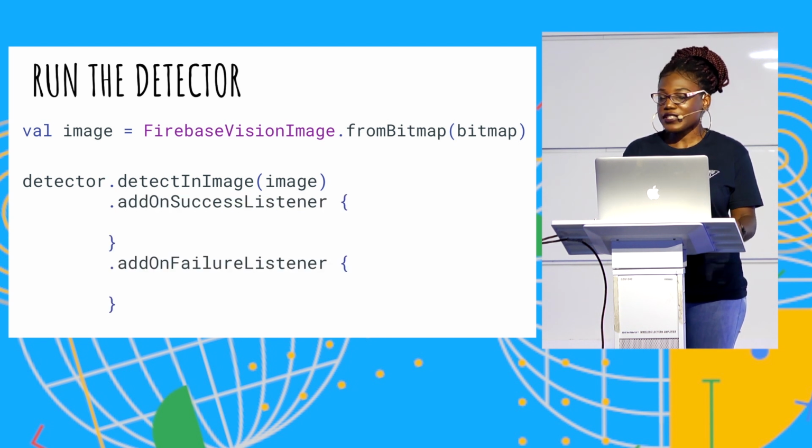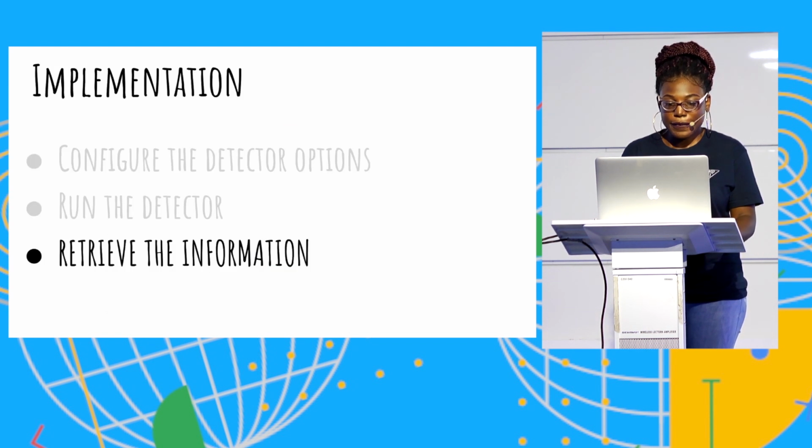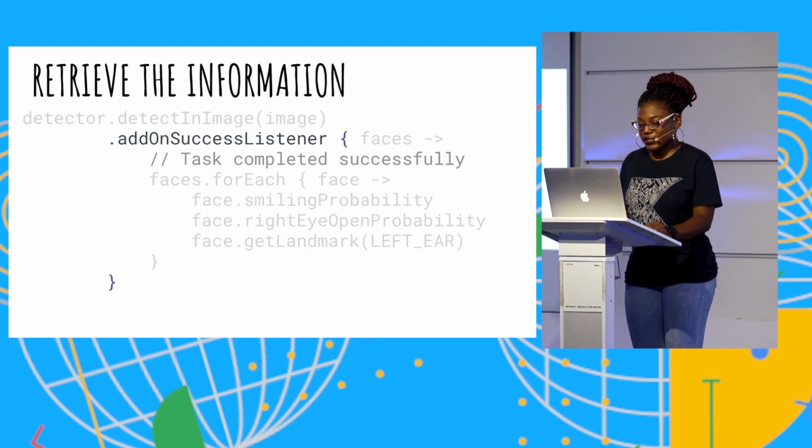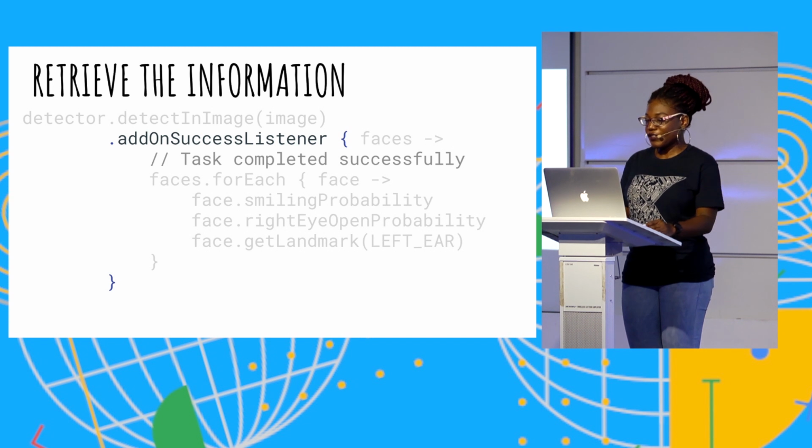We also add the success and failure listeners. If it's successful, you get results from the success listener. If not, you get them from the failure listener. And then we retrieve the information, and this is where we make use of all the results. So if the result of detection is successful, we retrieve the information.